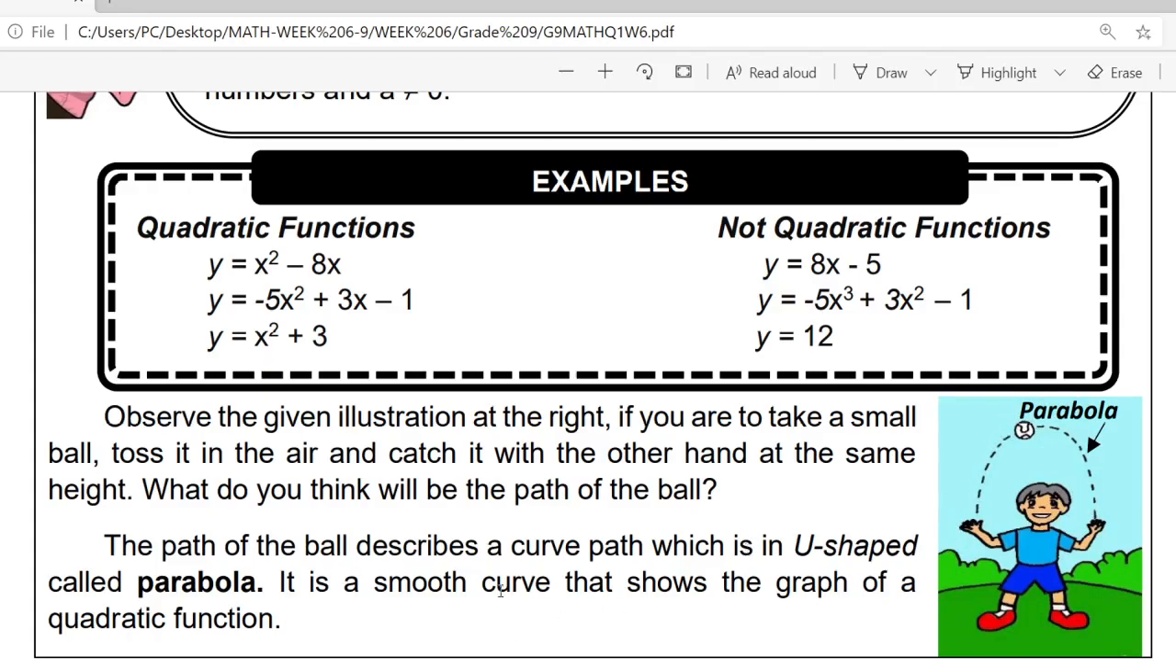The path of the ball describes a curve. When you do it like this, it is a curved path in U shape called a parabola. It is a smooth curve that shows the graph of a quadratic function. So the graph of the quadratic function is a smooth curve in U shape called a parabola.